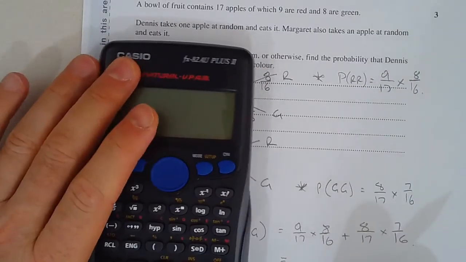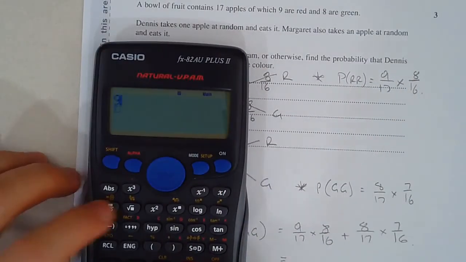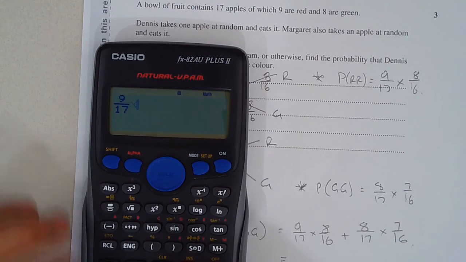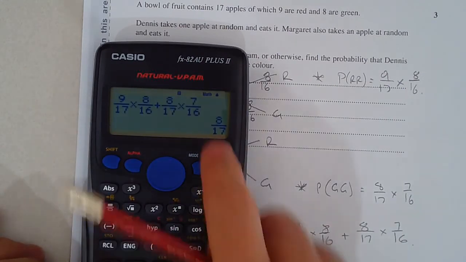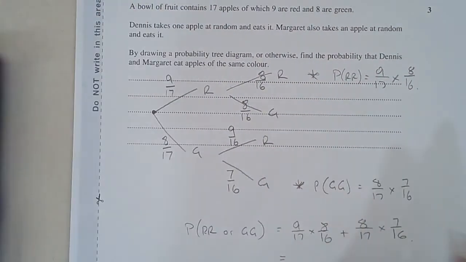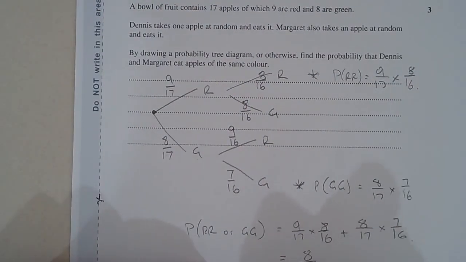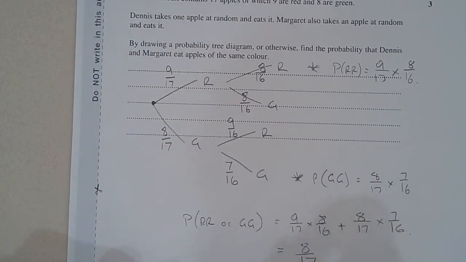Let's do that now. Okay, so 9 on 17 multiplied by 8 on 16 plus 8 on 17 multiplied by 7 on 16. And we get 8 on 17 as the probability.